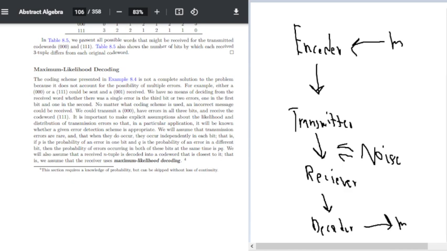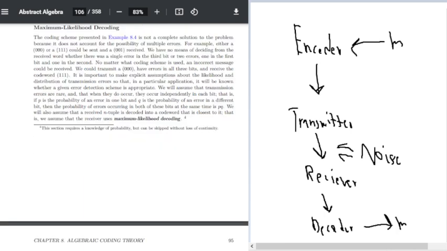Maximum likelihood decoding. This section requires a knowledge of probability, but can be skipped without loss of continuity. We are going to just read through this, hope for the best. Oh gosh, while I'm doing this, let me make sure my stream is actually working. Yes, it is working. Okay, that was scary for a second. I thought my whole stream just went blank.